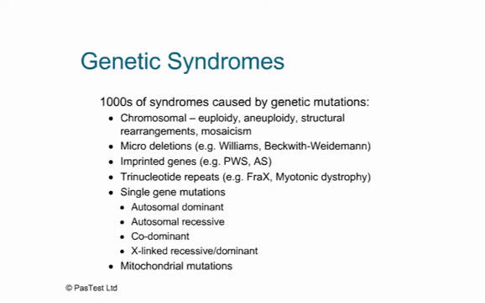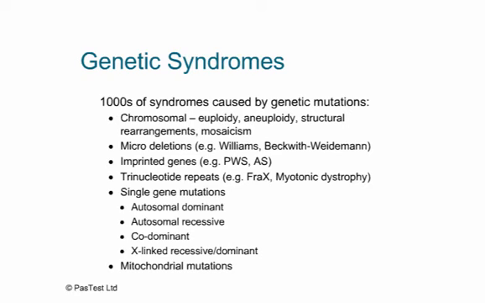One way to do it is to think about the different modes of inheritance, different mechanisms behind the genetic syndromes, and to separate conditions out according to these. Some conditions are due to chromosomal abnormalities. These can be euploidies, that is, whole, extra or missing sets of chromosomes, aneuploidies, whole, extra or missing single chromosomes, structural rearrangements, such as deletions, duplications, translocations, and all of these can be present in various levels of mosaicism.